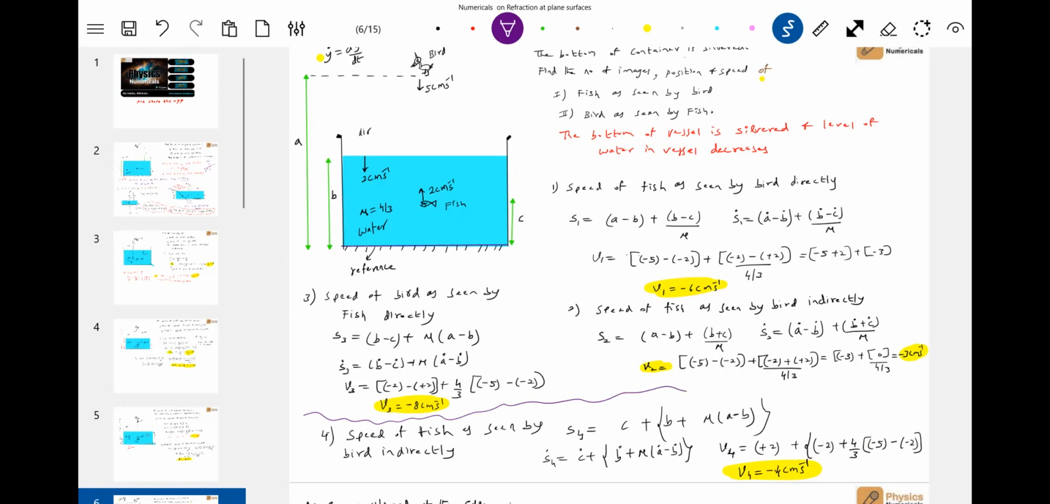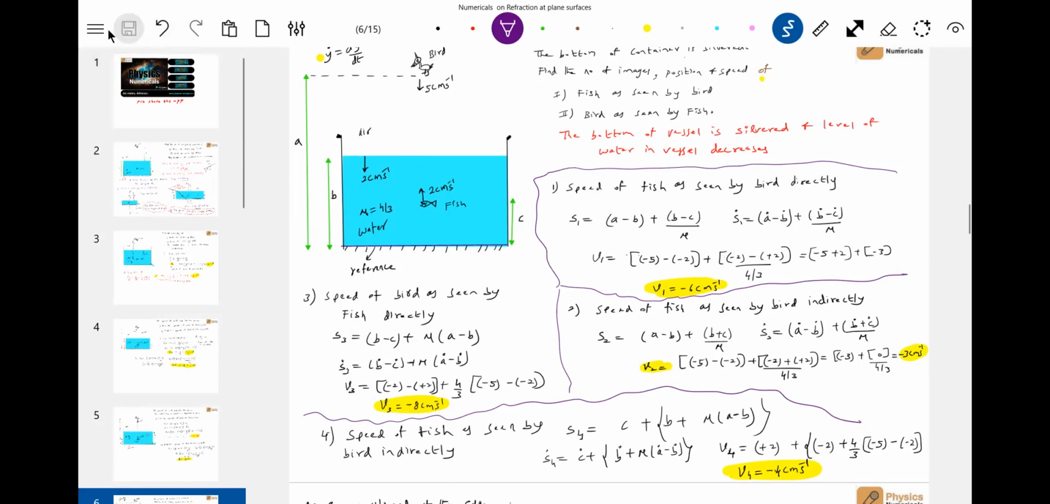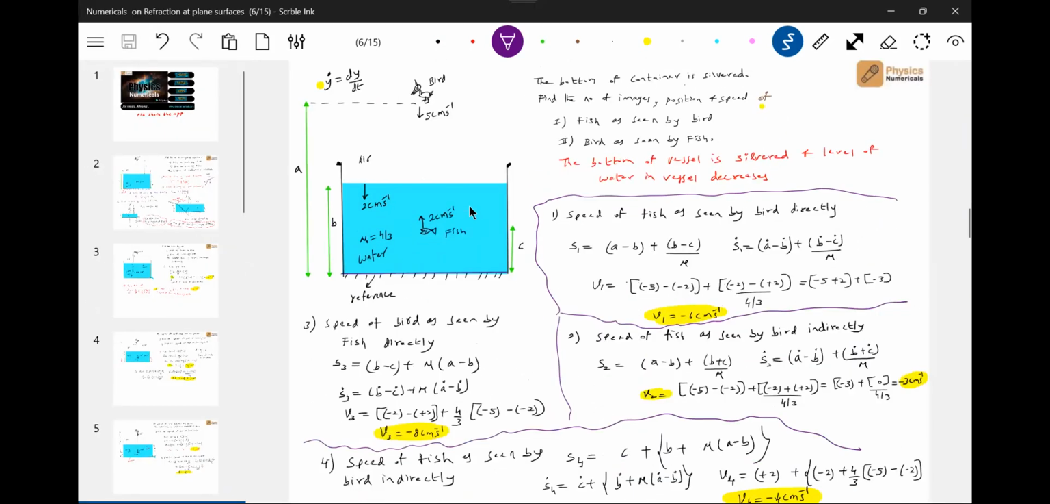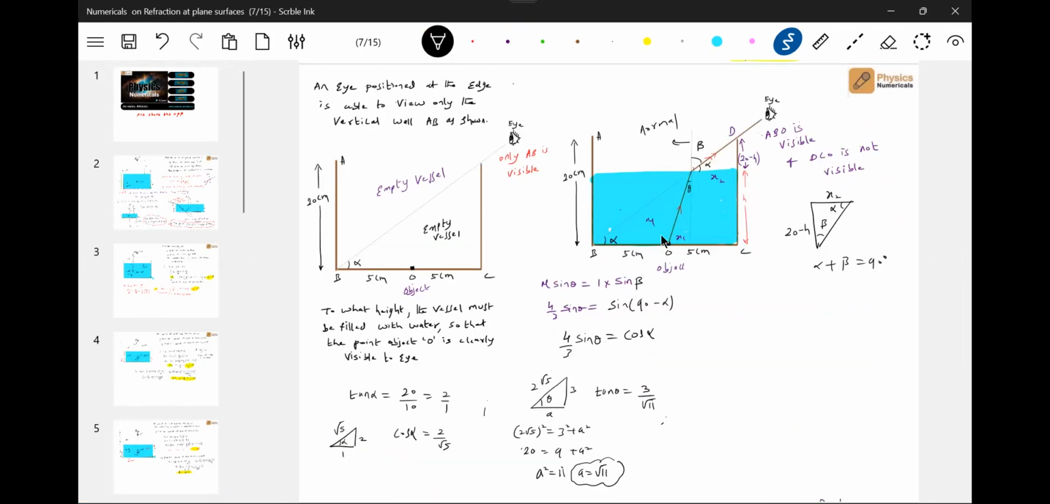I'll make the boundary. Okay, I didn't draw the diagram, since we have already discussed it, so I just explained it. Can you hear? I think some voice problem is there.